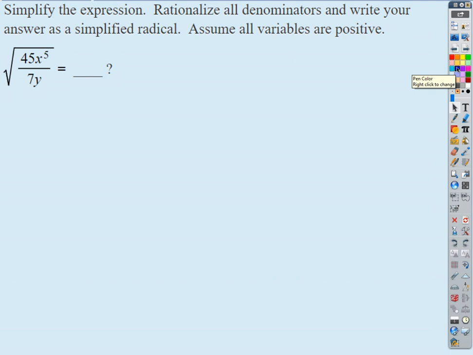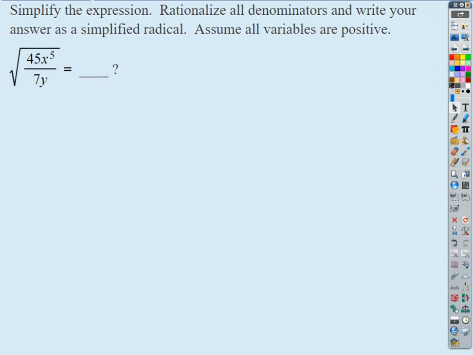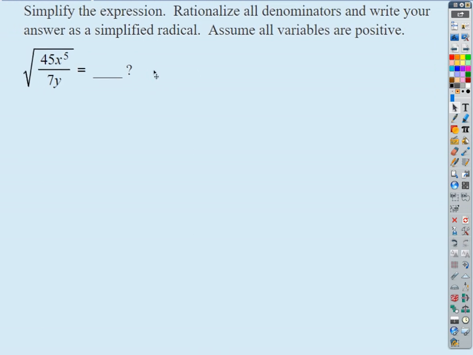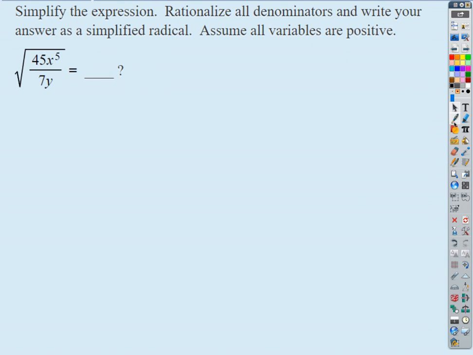So we could write this then. First of all, is there anything we can do inside to simplify things? Well, no. 45 over 7 doesn't simplify. I don't have any like bases, so I'm kind of stuck with things the way they are. But at the very least, I can separate the top and the bottom, right? So I can write this as the square root of 45x to the 5th divided by the square root of 7y, right?